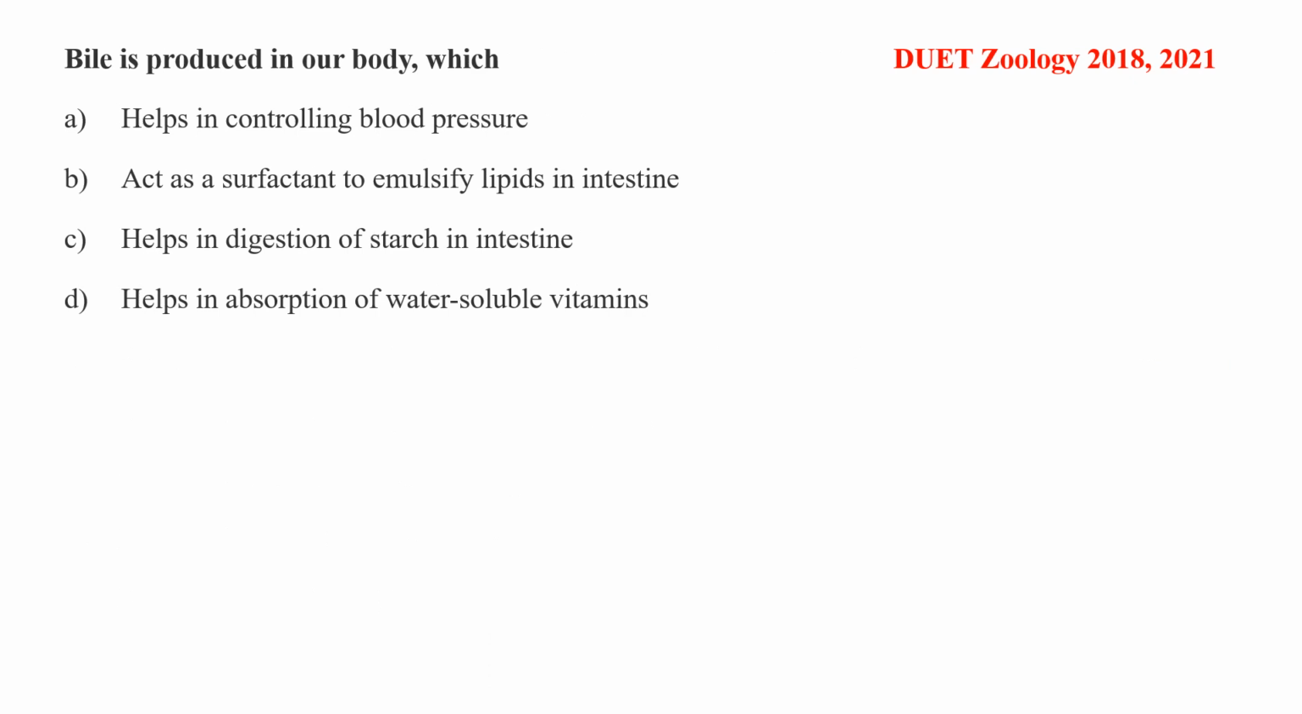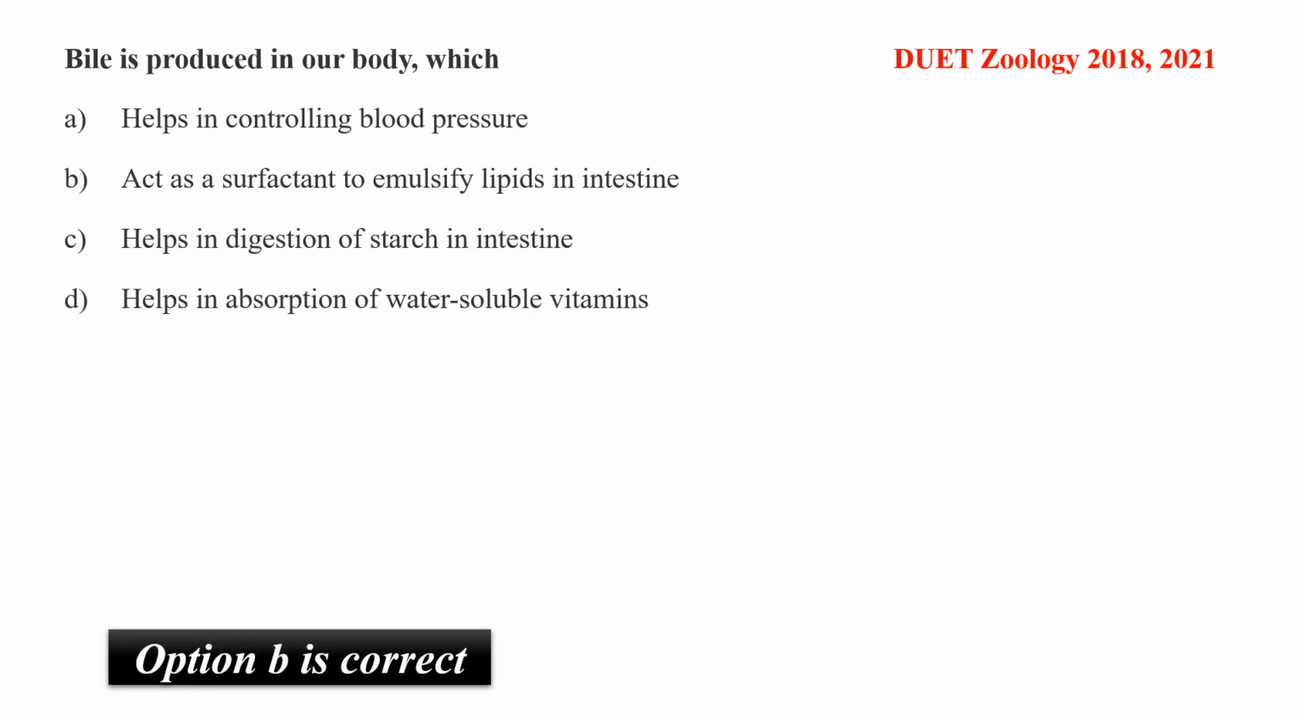Bile is produced in our body which helps in controlling blood pressure, act as a surfactant to emulsify lipids in intestine, helps in digestion of starch in intestine, or helps in absorption of water soluble vitamins. Basically, bile salts help in the emulsification of fat droplets in intestine. So hence, option B is the correct answer.